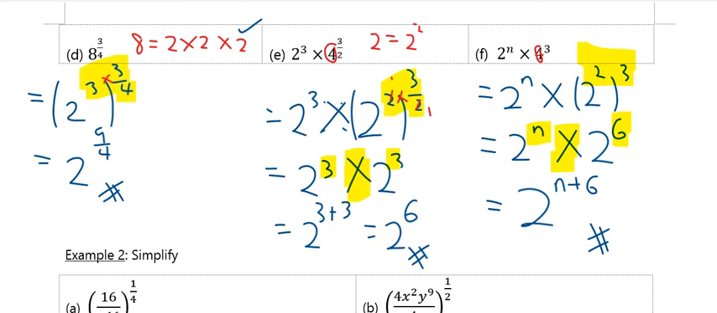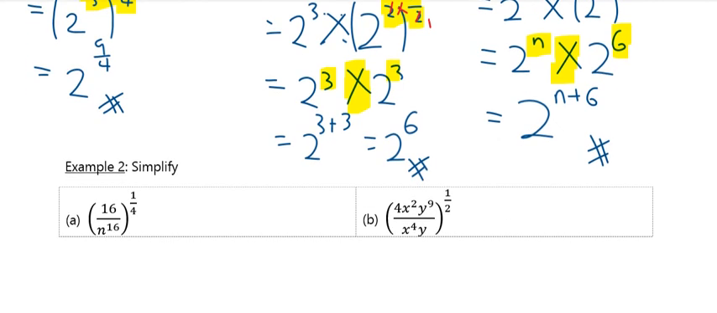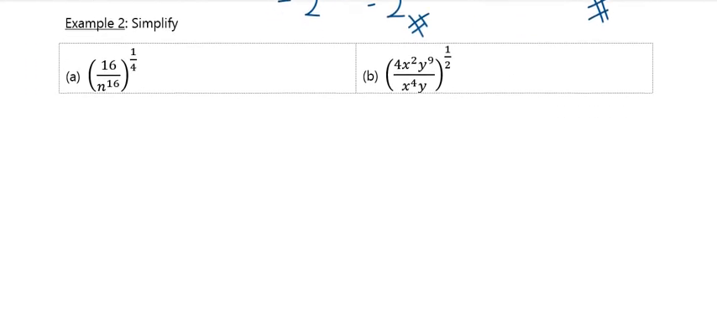So that's for example 1. And then let's have a look here. Now here, when you have to simplify fractions, it's better for you to focus on what you have inside the brackets first. So here you can see 16, then n power 16, everything will be power quarter. Now 16, you have faced this before, you can change into index form.